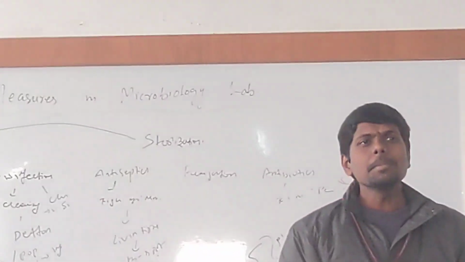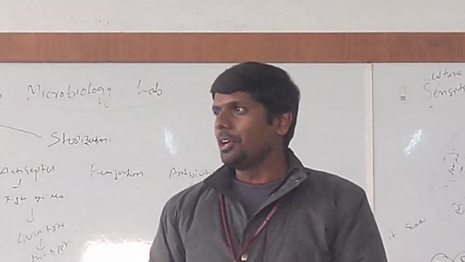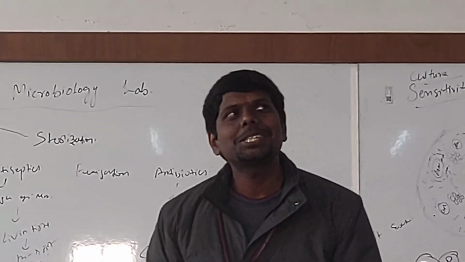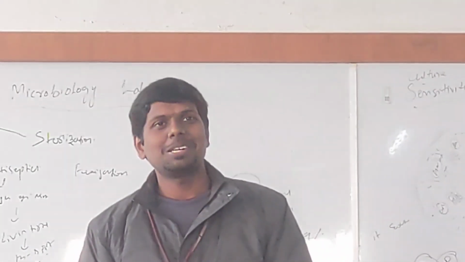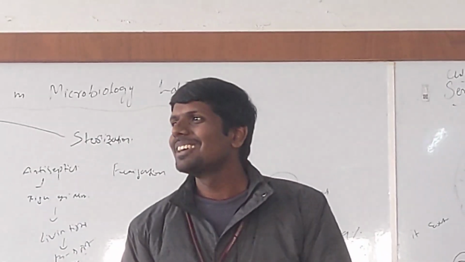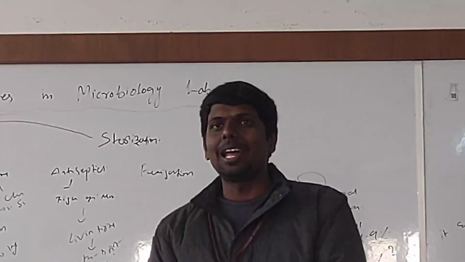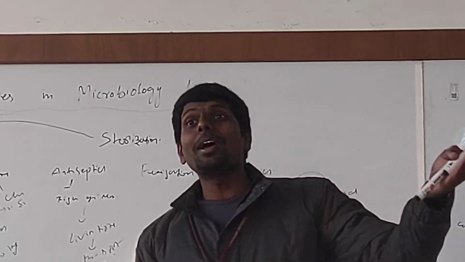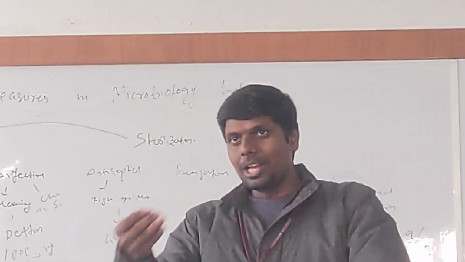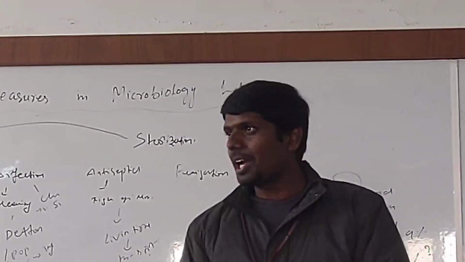Hot plate, very good. Hot plate to an extent, but we'll keep it aside. Next, direct heat. Open flame we discussed, then sunlight we discussed. Any more? Hot air oven. Hot air will be circulated through the sample. So that is a dry heat.